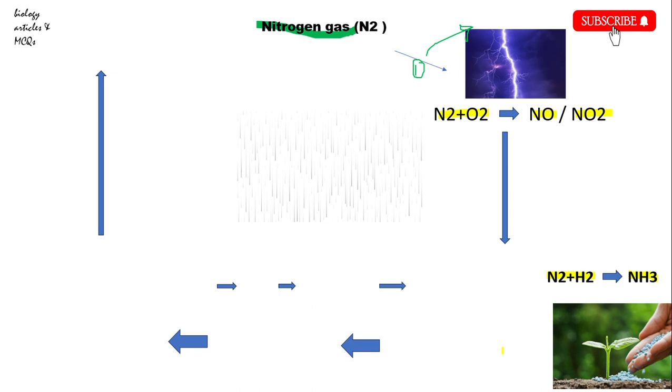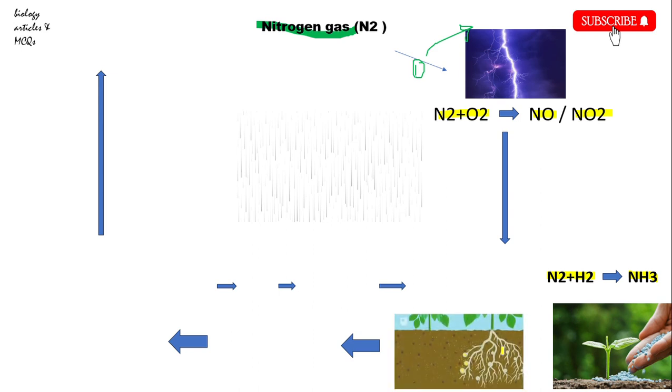And the third and most important process is that most of the nitrogen is fixed with the help of bacteria that are attached to the plant roots, and these bacteria have a symbiotic relationship with the plants. A symbiotic relationship means that the bacteria and the plants both get benefit. How will they get benefit?